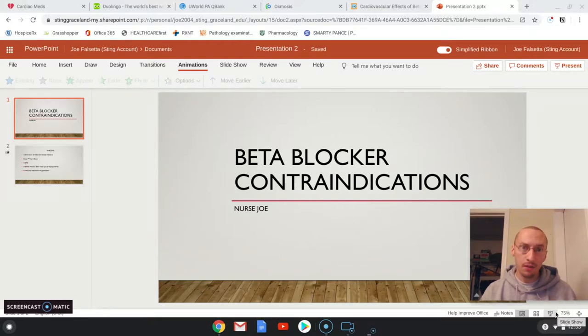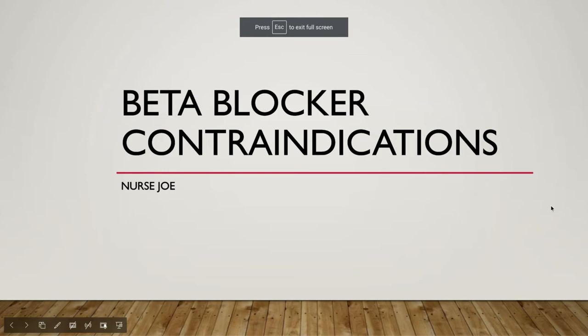In today's medical mnemonic video, I'm going to go over beta blocker contraindications. As an overview of beta blockers, we know that they block the beta 1 receptors and the beta 2 receptors. The beta 1 receptors are located predominantly in the heart and the kidneys, and they regulate your heart rate, your renin release, and also cardiac contractility.